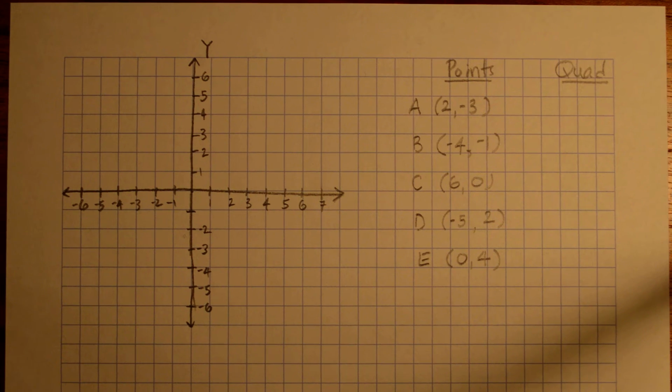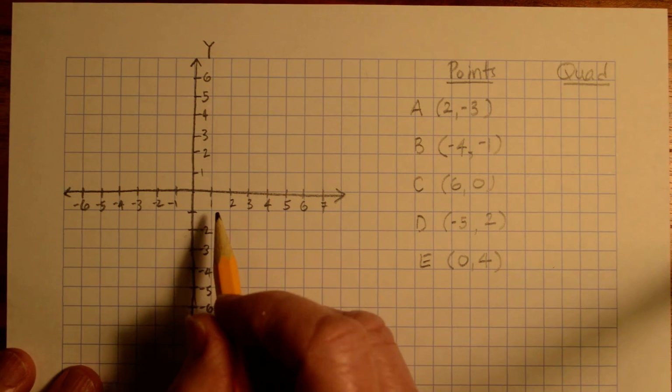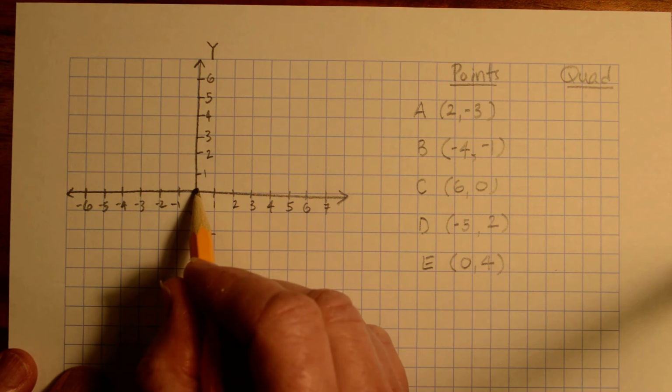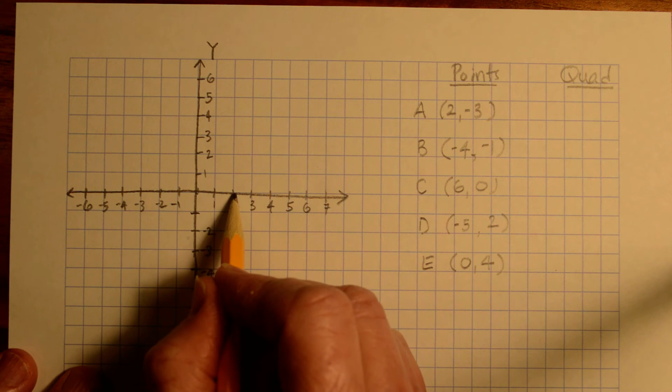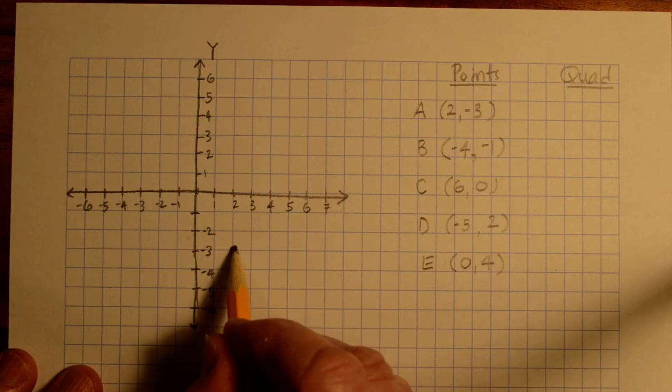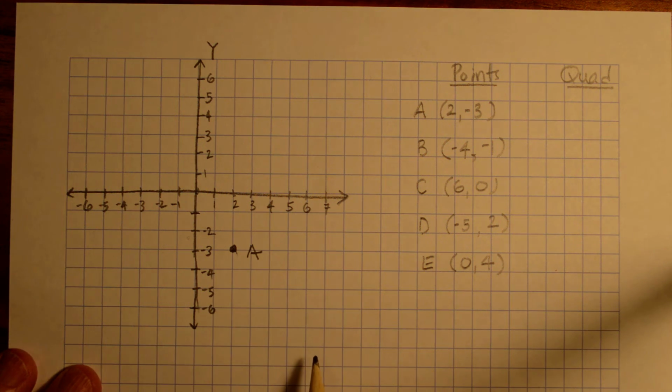Okay, so I'm going to plot them. Our first point A, we would start from the origin, and it says go over 2 and down 3. So we would end up right here. That would be point A.